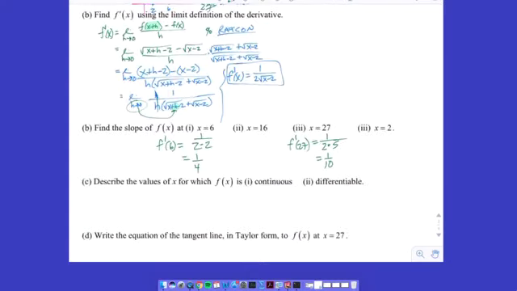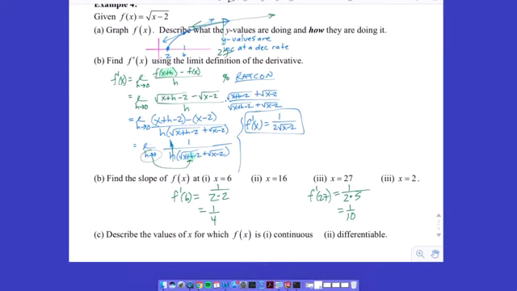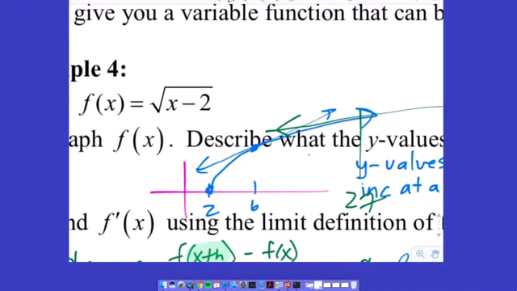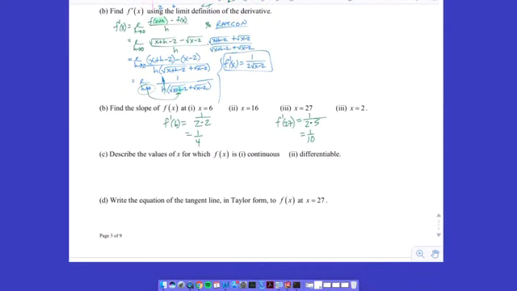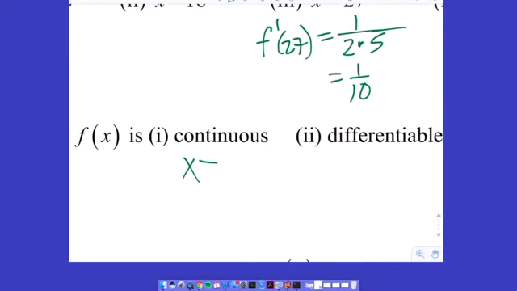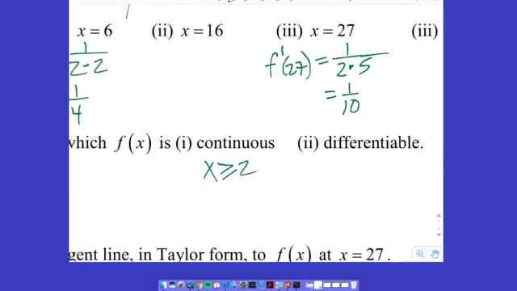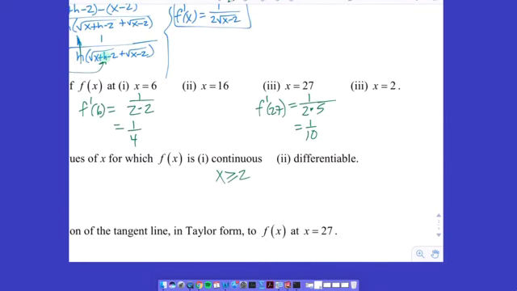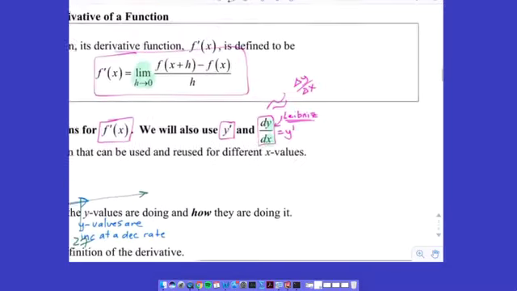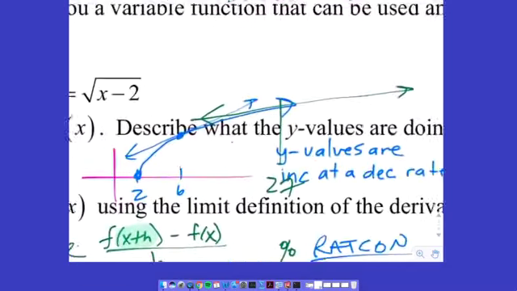Now here's the cool part. Where is this function f of x continuous? For what values of x is it continuous? Everything greater than or equal to 2. Good. Okay, this function is continuous for all x greater than or equal to 2. If differentiable means where do the slopes exist, is it differentiable also everywhere to the right of 2? Well, you would think so.